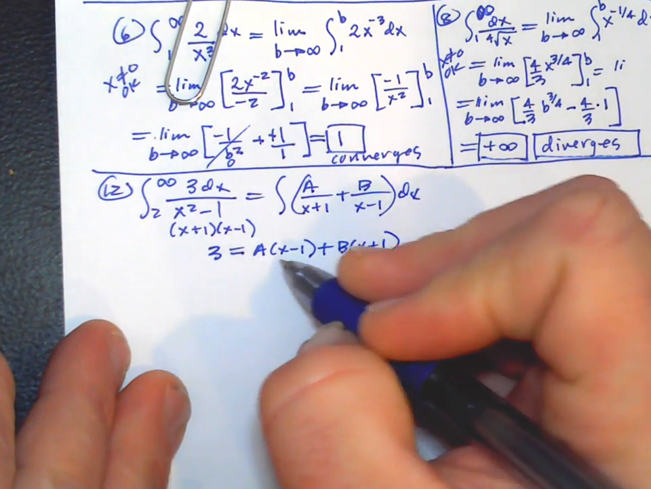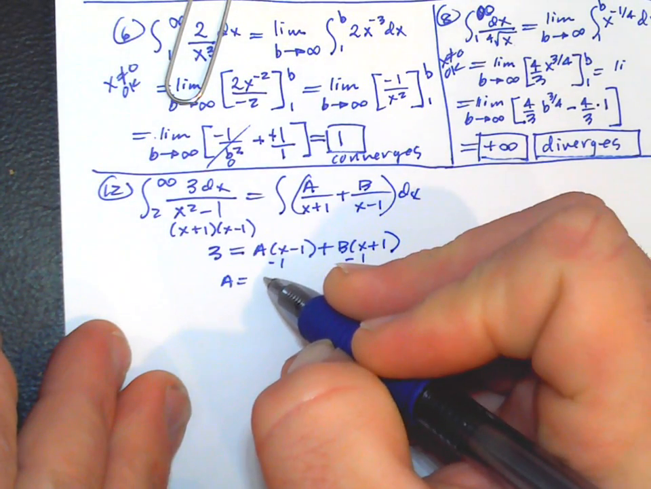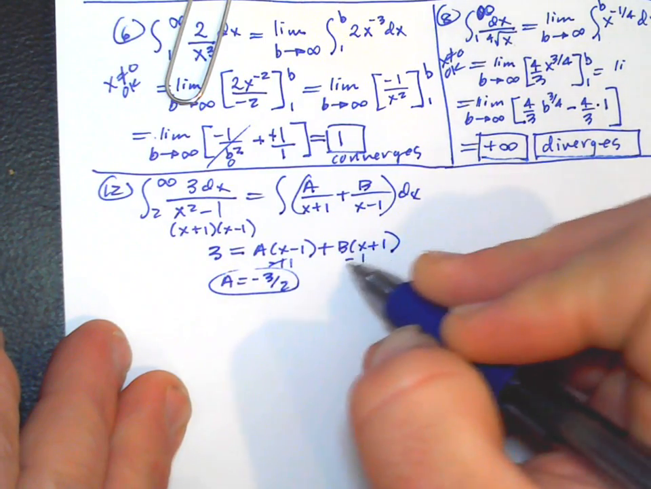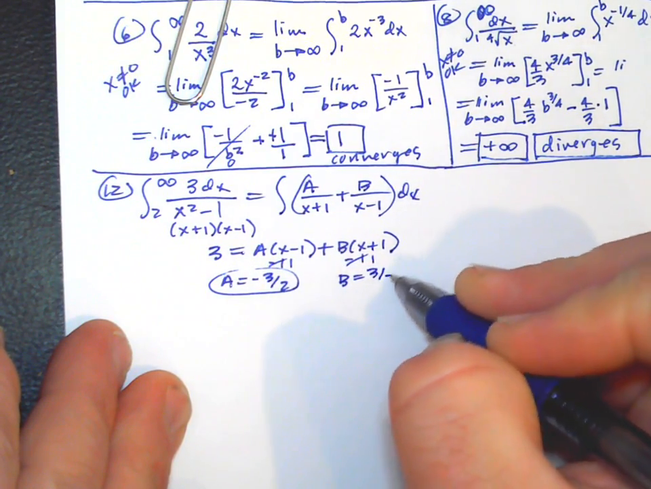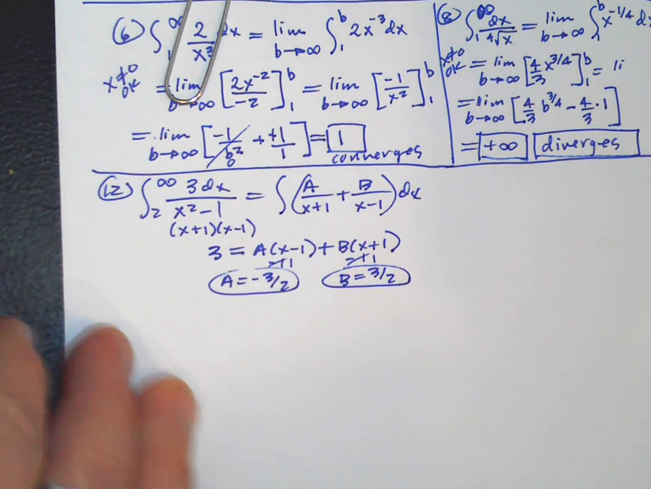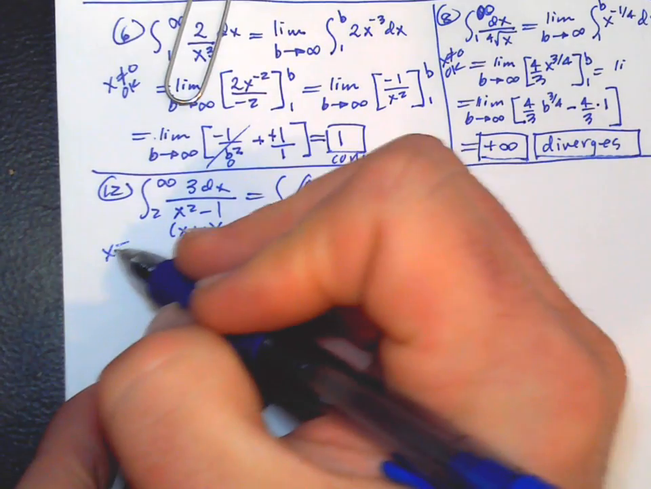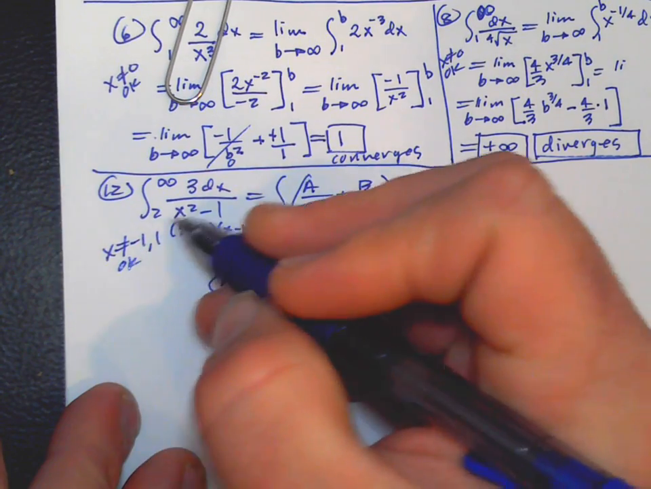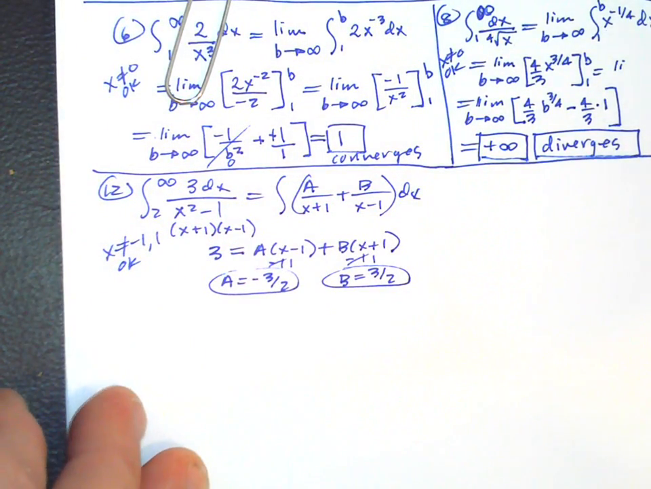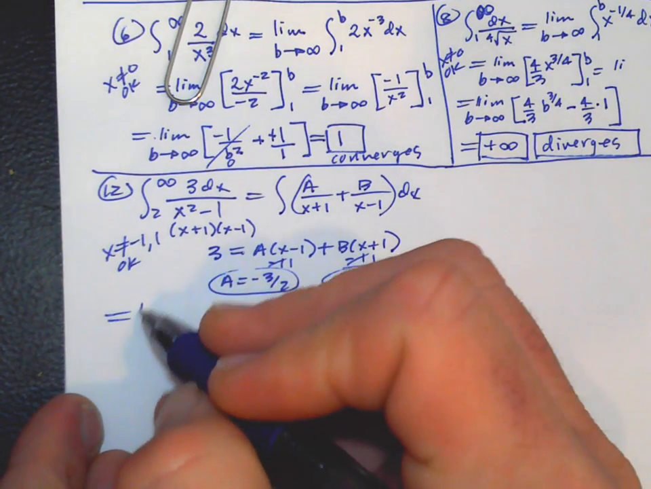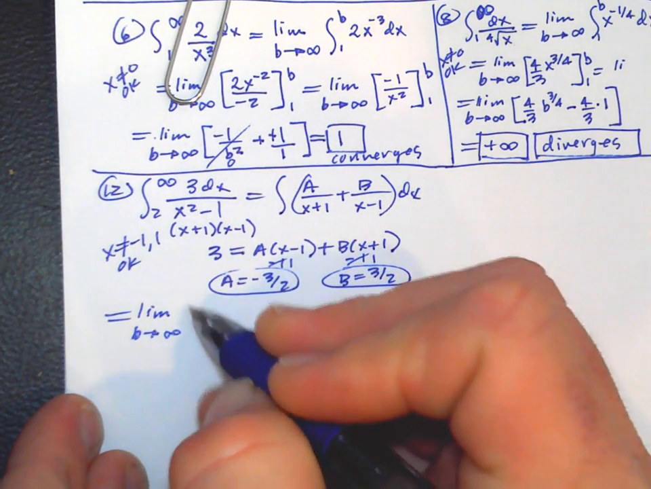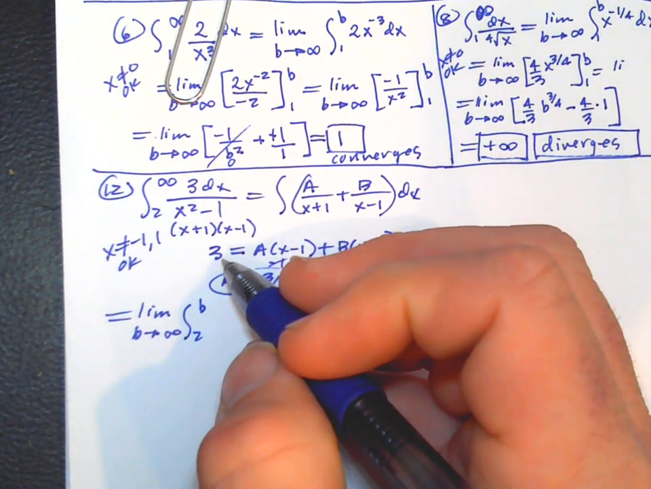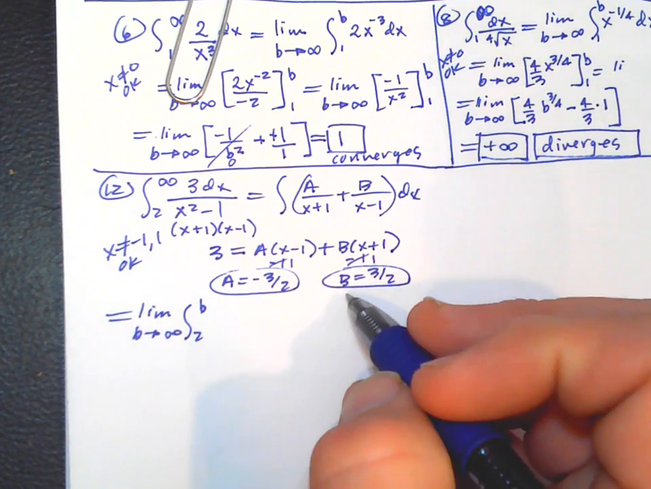Plug negative 1 in. Get A equals, so it's going to be 3 over negative 2, negative 3 halves. Plug positive 1 in. You get B equals positive 3 halves. So those are partial fractions. By the way, x cannot equal negative 1 or positive 1. Those are vertical asymptotes, which are okay for us because they are outside of our limits. So we're going to rewrite this as the limit as b goes to infinity of the integral from 2 to b. And I mean, we could put these in here.